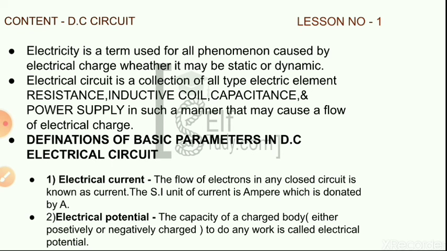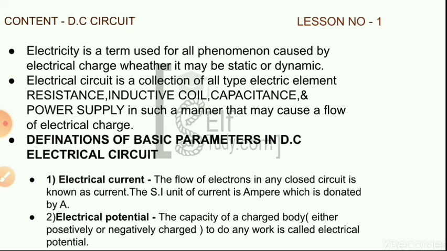Electricity. What is electricity? Electricity is a term used for all phenomenon caused by electrical charge, whether it may be static or dynamic. Then, what is electrical circuit? Electrical circuit is nothing but a collection of all type of electrical elements, resistance, inductive coils, capacitance, and power supply, in such a manner that may cause a flow of electrical charge.